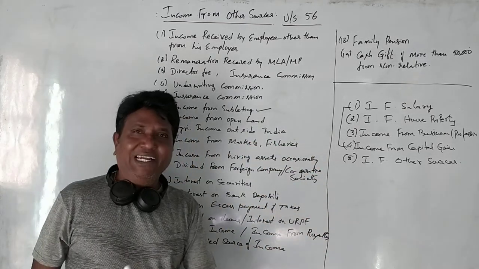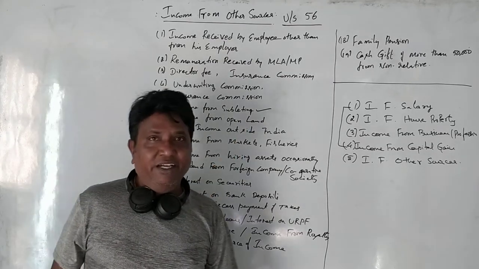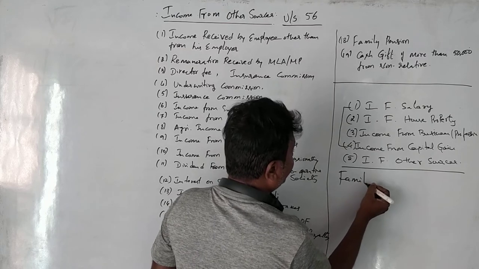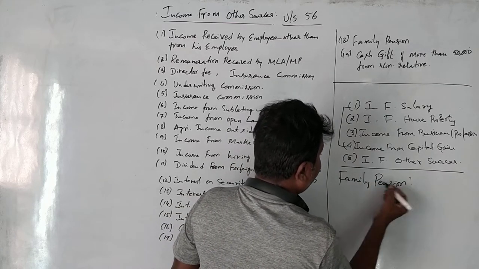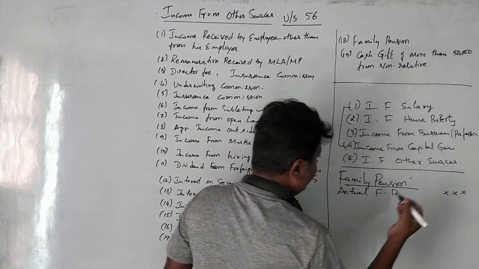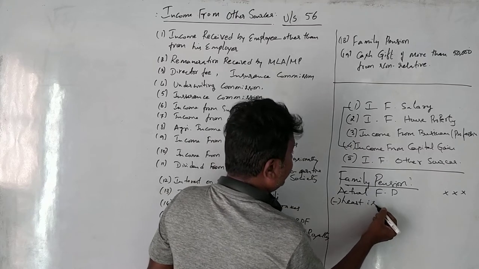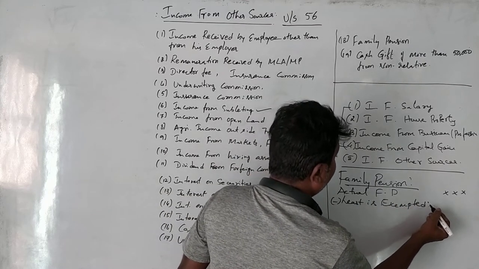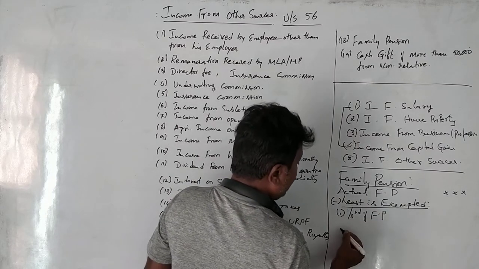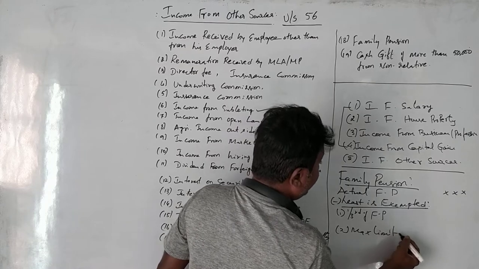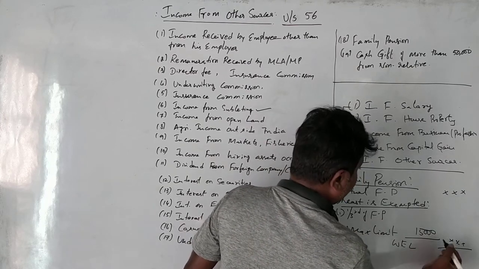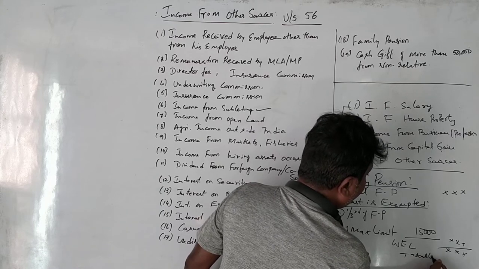See, family pension is partly taxable and partly exempted, and I will tell you about that later, or else if you want, now itself I can explain to you. See, family pension. What is the actual amount of family pension you receive? That you take it here. The least is exempted. What is that least amount? 1/3 of family pension received, or maximum limit of 15,000 rupees, whichever is lower, will be given exemption, and the remaining amount is taxable family pension.